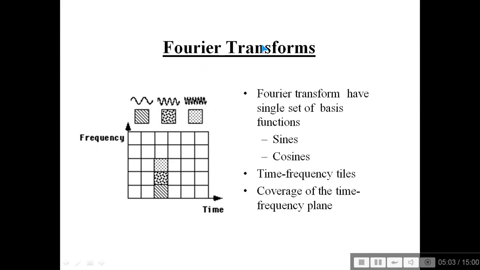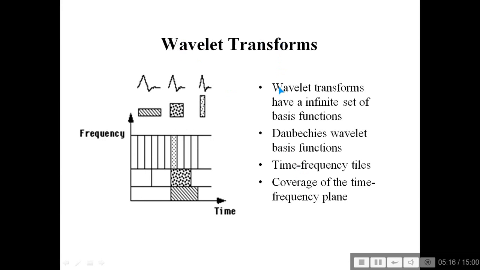Fourier transforms have a single set of basis functions, like sine and cosine, as we see. We have time frequency tiles, and coverage of the time frequency plane is also there. But wavelet transform has an infinite set of basis functions. We have Daubechies wavelet basis functions, we have Haar, to name a few. Time frequency tiles are there. This is very important, and coverage of the time frequency plane is also there.